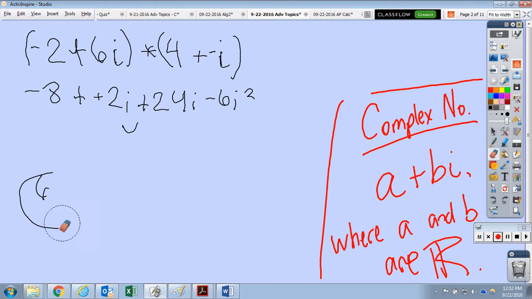Mr. Close, I have a question. Did that negative 8 come before negative 2? This came from when we FOIL negative 2 times 4, then negative 2 times negative i, 6i times 4, and then 6i times negative i. But why is it squared right there? Because you have i times i, which is i squared. You think of it like negative 1 times 6 is negative 6.